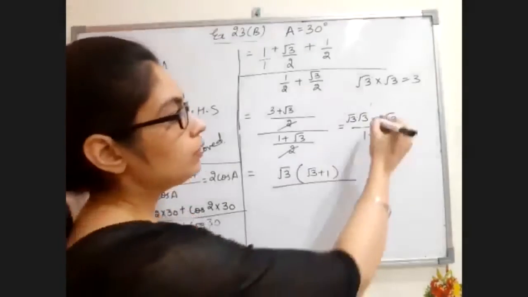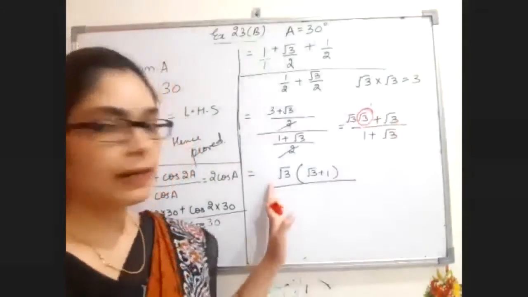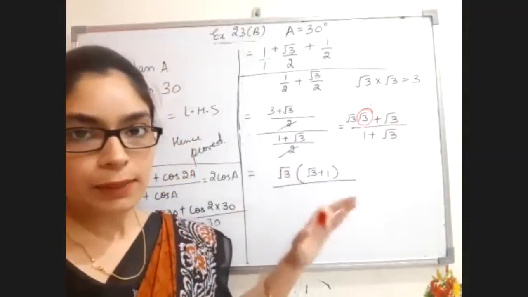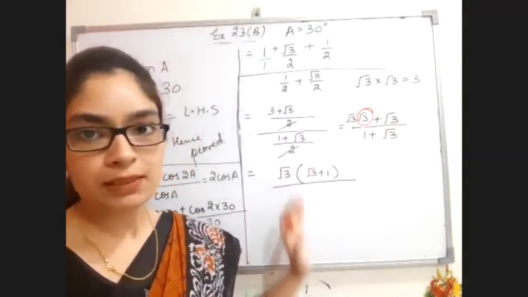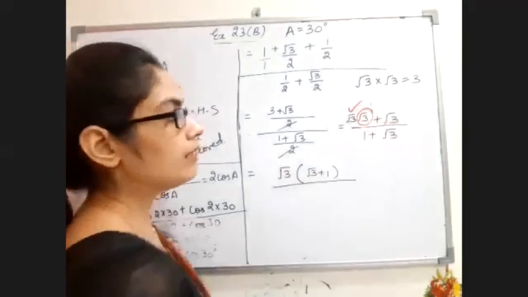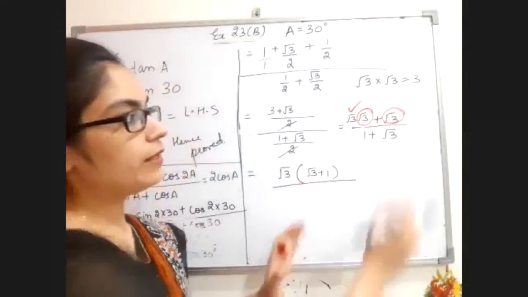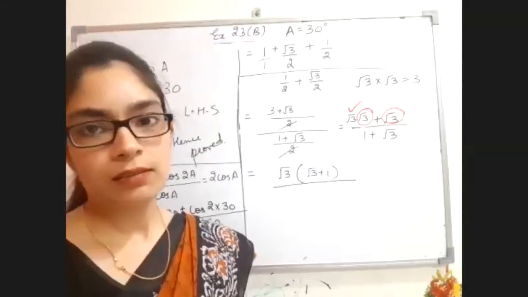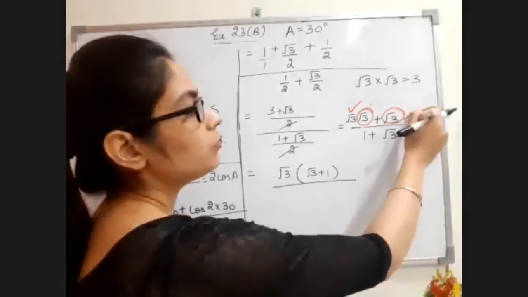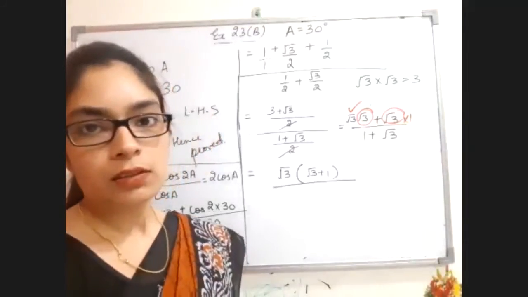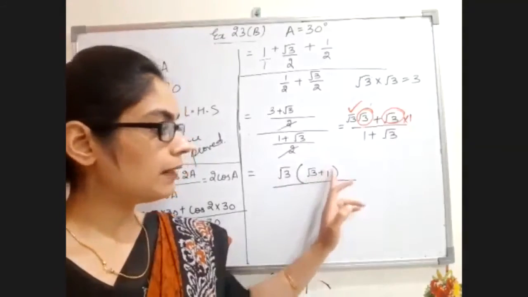Okay. So if I take out this root 3 common, common means I'm writing it outside. Inside the bracket I have to write whichever numbers are remaining. So here 3 is remaining. Here, if nothing is there, that means what is there? 1. Because this is root 3 into 1 we can consider. So root 3, if we are writing it outside, inside we are left with root 3 plus 1.